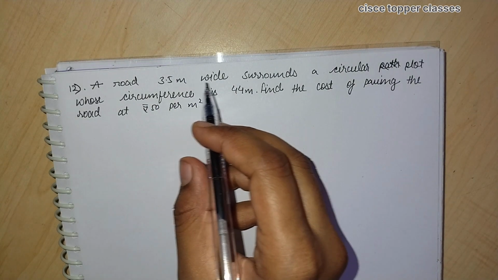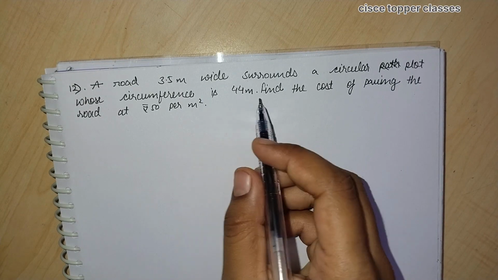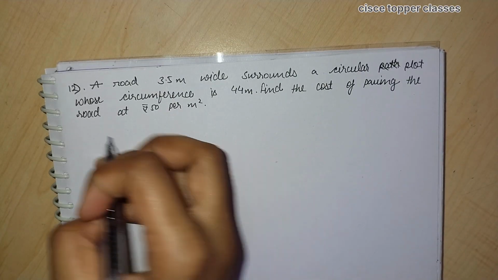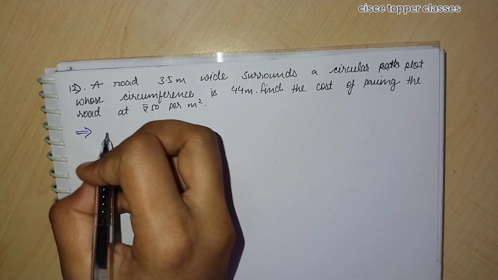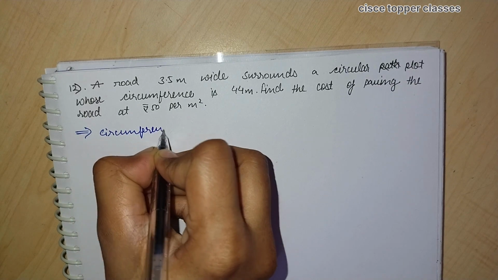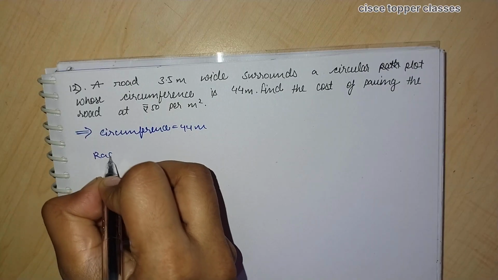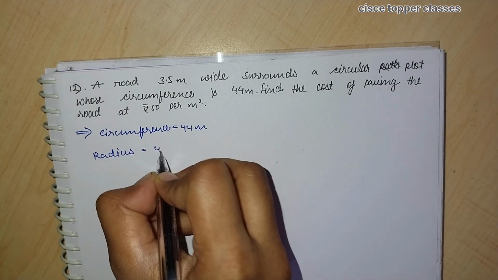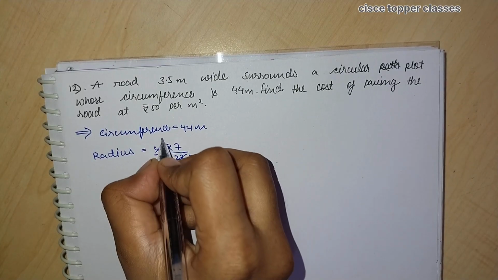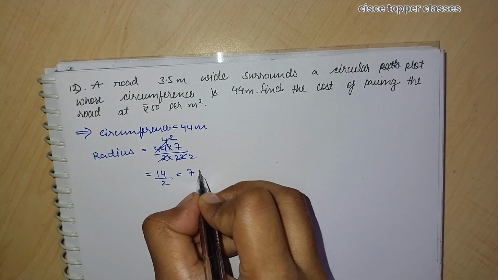A road 3.5-meter wide surrounds a circular plot whose circumference is 44 meter. Find the cost of paving the road at rupees 50 per meter square. So here we can write, firstly circumference of circular plot is given to us. So we can write it as circumference is 44 meter. Now here the radius will be 44 into 7 divided by 2 into 22. So this will be 4, and again 14 by 2 means 7 meter.